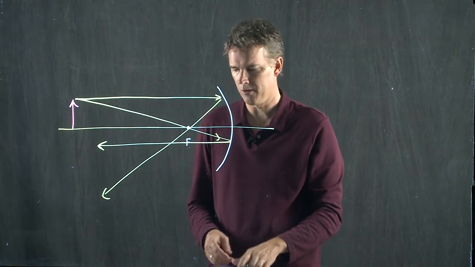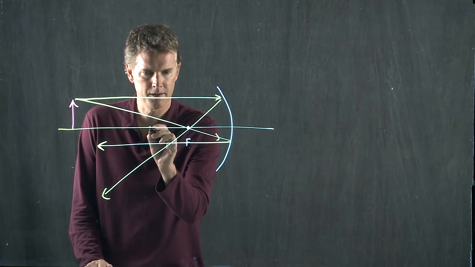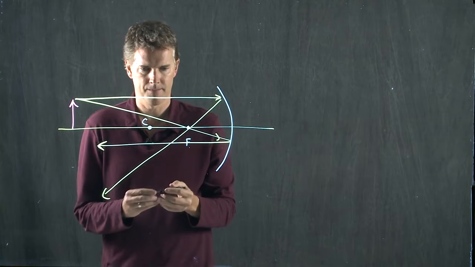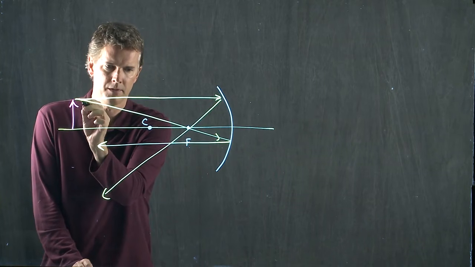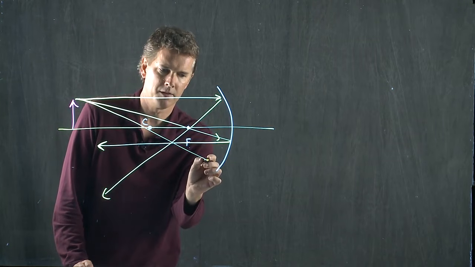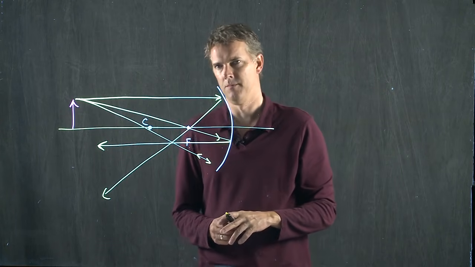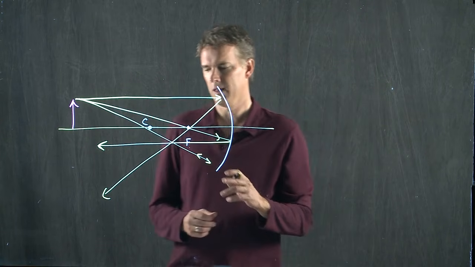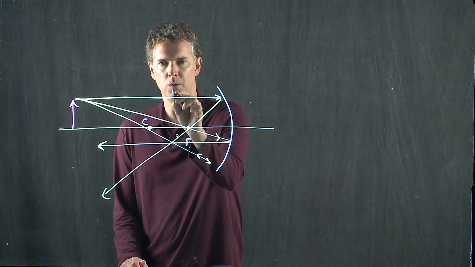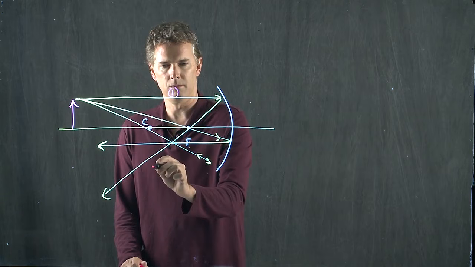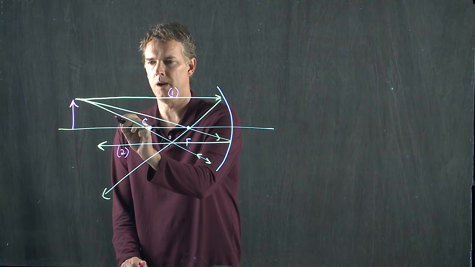And there's one more point, which is the following. If the center is there, then rays that come through the center just keep going, bounce off the mirror, and come back on themselves. Let's label those three rays. This is ray number 1. This is ray number 2. And this is ray number 3.